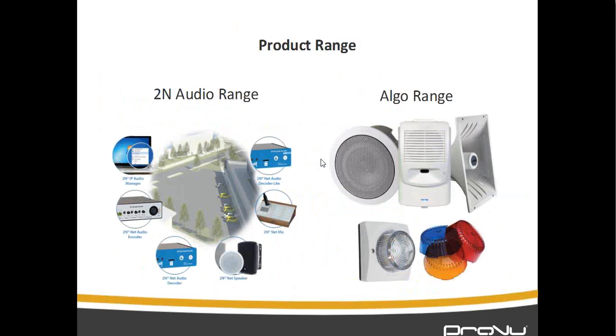So now I will talk about the product range. We'll be covering two different product ranges. One is 2N. It's a Czech-based company, and they're specialized in audio equipment or IP-based audio equipment, and they have quite a long range actually, including the intercoms. And you may know us from the 2N intercom side because we are sort of specialists in that. But IP audio system is another part of 2N.